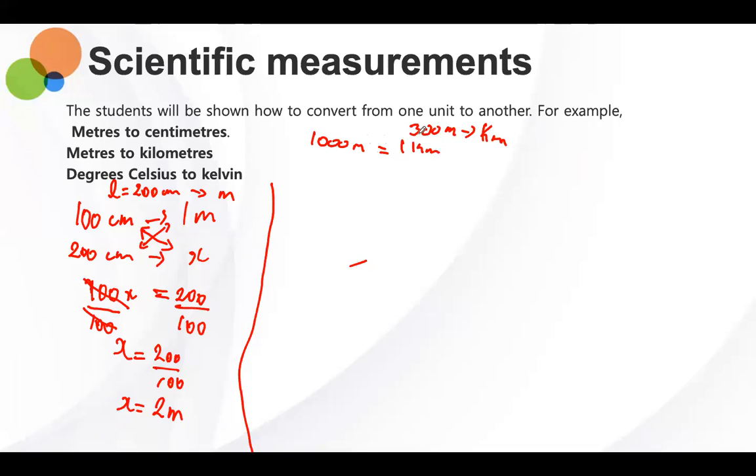So where would you put the 300 meters? Over the 1,000 side, right? Because it's under the meter section. So it will be 300 meters equal to x, right? This is what we want to find. Therefore, we cross multiply. So we would have 1,000x, right?